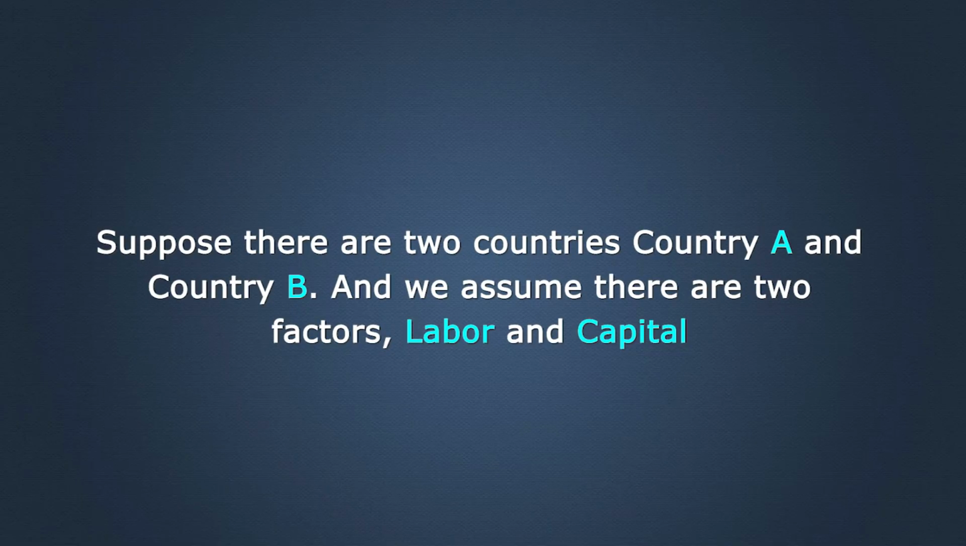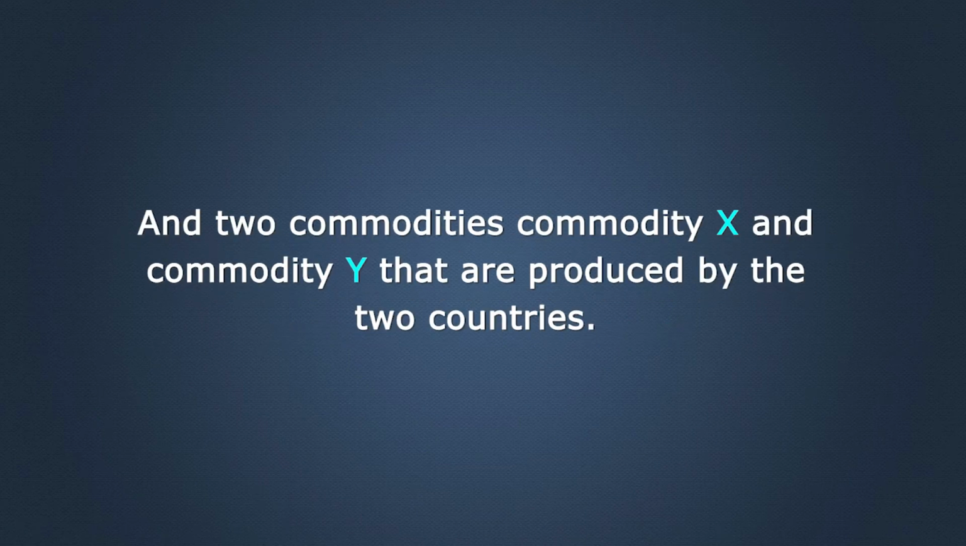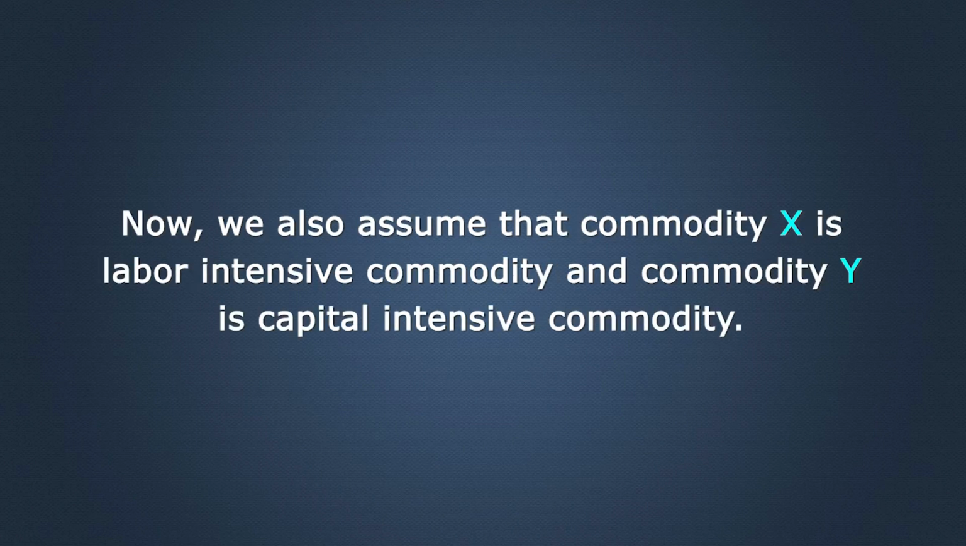Suppose there are two countries, country A and country B, and we assume there are two factors, labor and capital, and two commodities, commodity X and commodity Y, that are produced by the two countries. Now we also assume that commodity X is labor intensive commodity and commodity Y is capital intensive commodity.